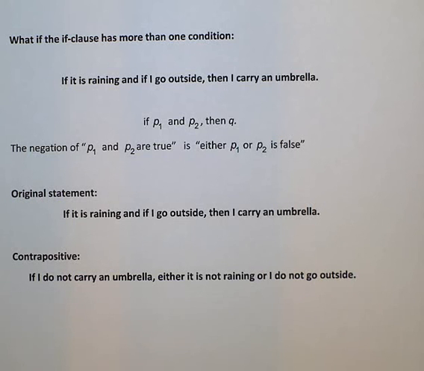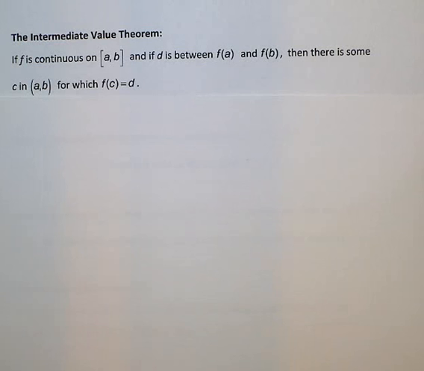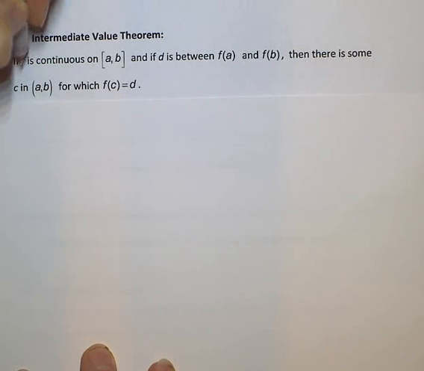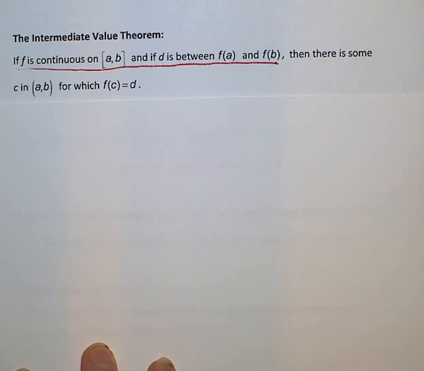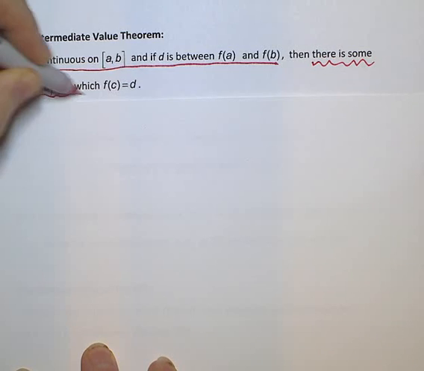So this brings us to our existence theorems in calculus. Let's use as our example the intermediate value theorem. It says, if f is continuous on the closed interval ab, and if d is between f of a and f of b, then there is some c in the open interval ab for which f of c equals d. This is a true statement. That's why we call it a theorem. It has an if clause: f is continuous on ab and d is between f of a and f of b. And it has a then clause: there is some c in ab for which f of c equals d.